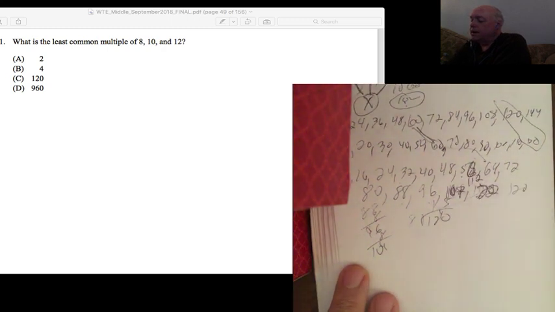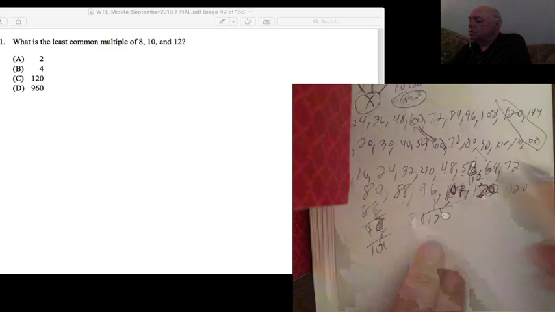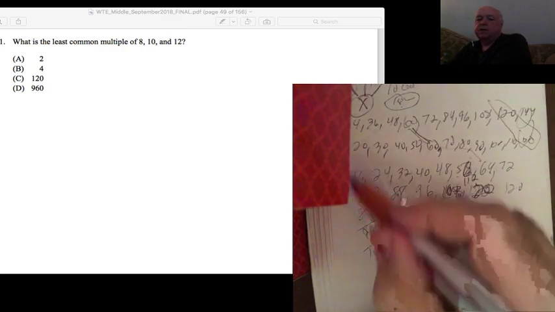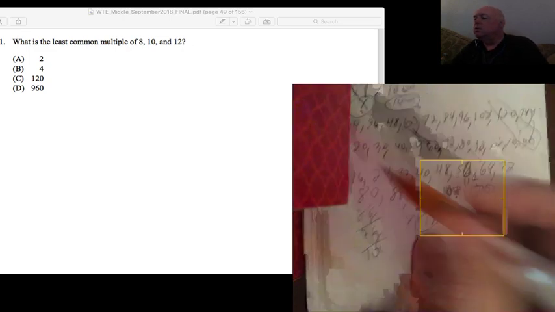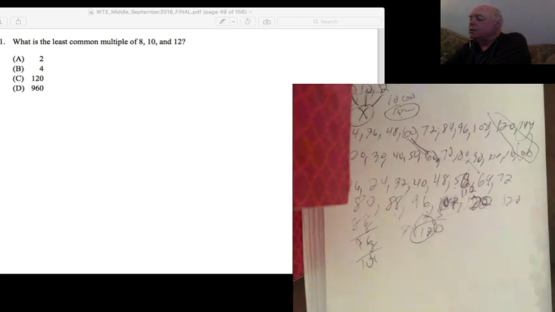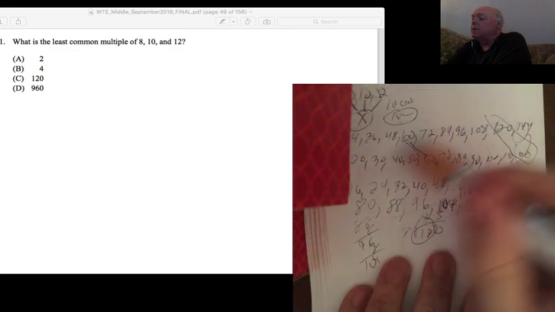10 goes into 120 12 times, and 12 goes into 120 10 times. So that turns out to be our answer. The answer is 120. So there are a lot of numbers being thrown down here, and there's some room for error, which I just made. I can solve this in my head, but I can't solve it on paper.